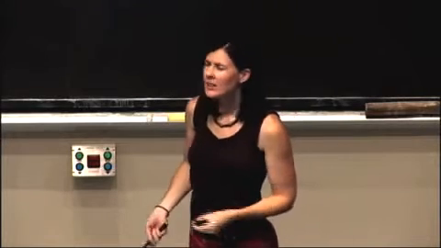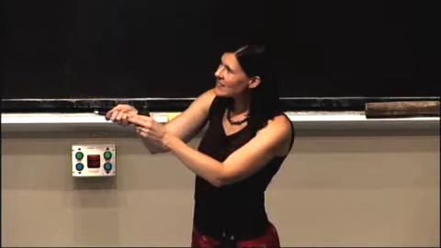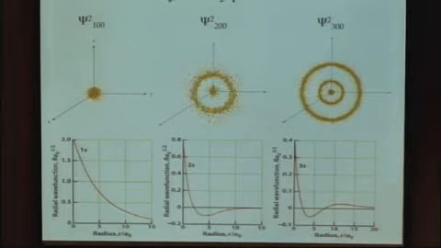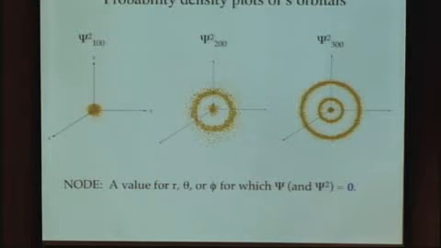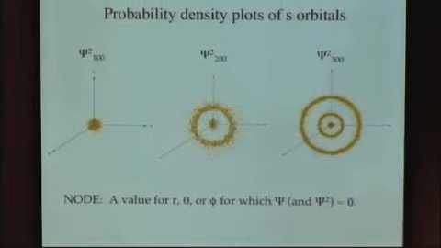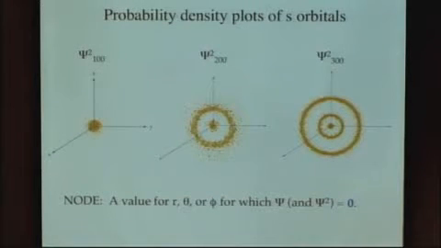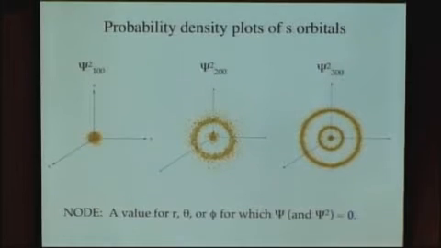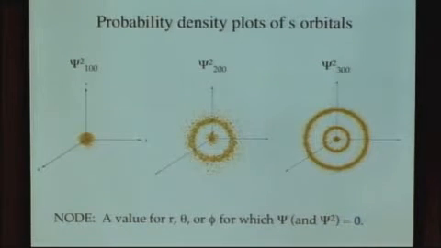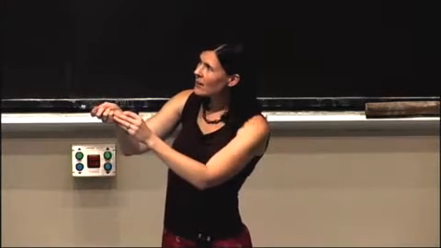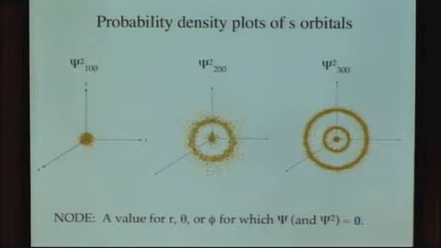But a real key in looking at these plots is where we did go through 0 and have this 0 probability density. We call that a node. And a node, more specifically, is any value of either r, the radius, or the two angles for which the wave function, and that also means the wave function squared, or the probability density, is going to be equal to 0.